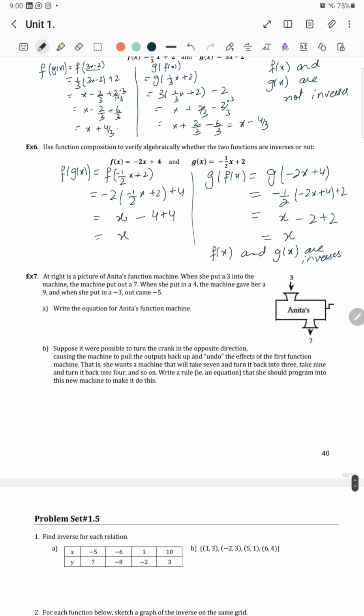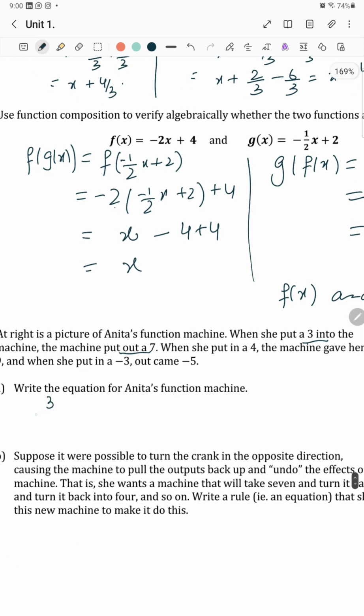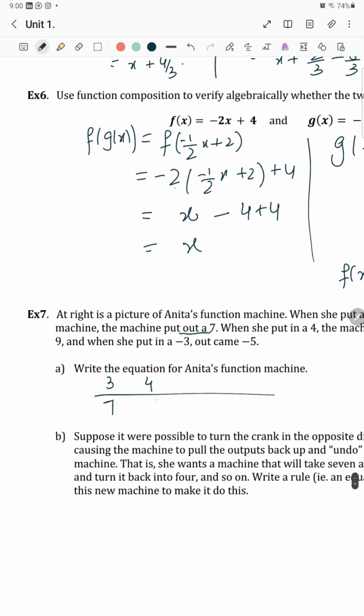At right is a picture of Anita's function machine. When she put 3 into the machine it put out a 7. When she put a 4, the machine gives her a 9. When she put minus 3, she comes up with minus 5. So what is happening? When she was putting 3, she was getting 7. When she was putting 4, the machine gives her 9. When she put minus 3, the machine gives her minus 5.